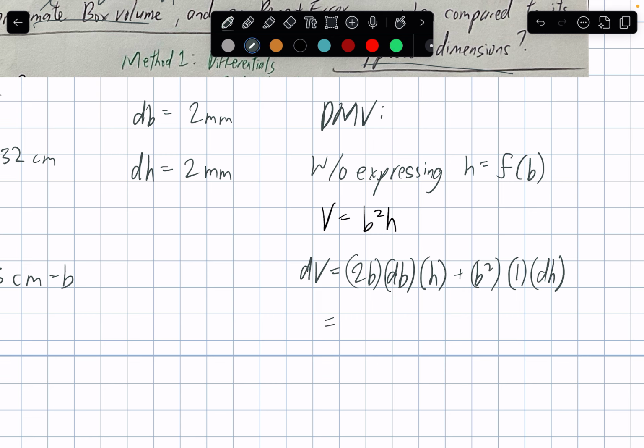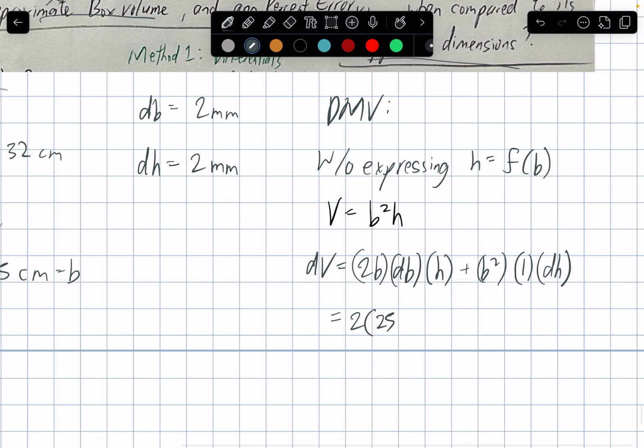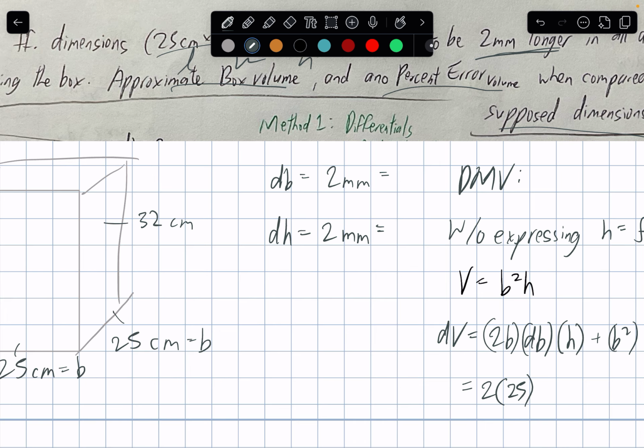So that's what we're going to do. Base is equal to 25, right? So 25. By the way, convert these to cm. That's the best method right now.